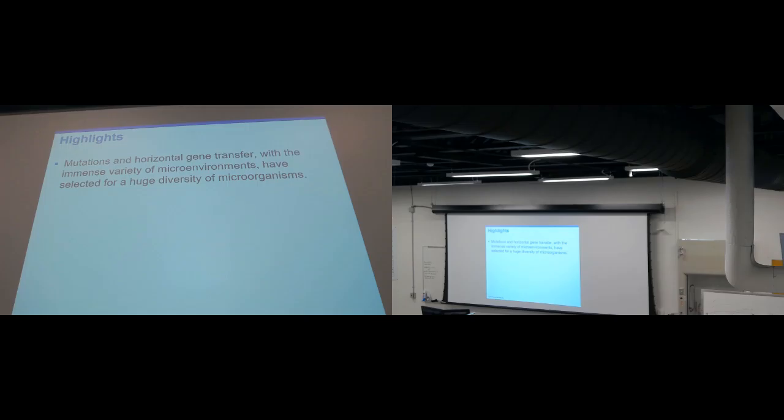So what are the highlights for this chapter? Well, we have mutations and horizontal gene transfer, and that makes these bacteria be of different kinds. And bacteria, as we saw, live in different environments, from areas where you have a lot of salt, areas where you have low nutrients, areas where you have sulfur, etc. And this has selected for a huge diversity of microorganisms. So microorganisms, in general, you can say that they adapt to different environments.